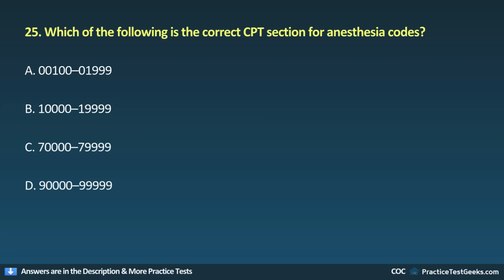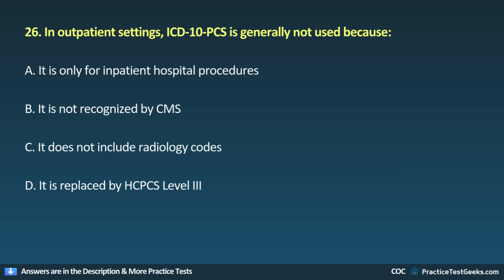25. Which of the following is the correct CPT section for anesthesia codes? A. 00100 to 01999. B. 10,000 to 19,999. C. 70,000 to 79,999. D. 90,000 to 99,999.